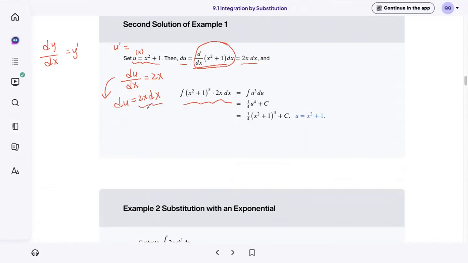We want the 2x dx substituted into du, because we always have this pair. This could be dt, this could be dx, this could be du. So the variable has to align: this has to be f of u, this has to be f of x, this has to be f of t. The variables have to line up. Remember, this is a pair.